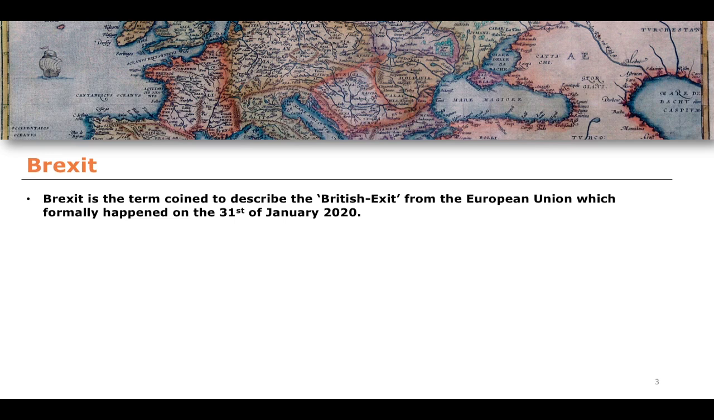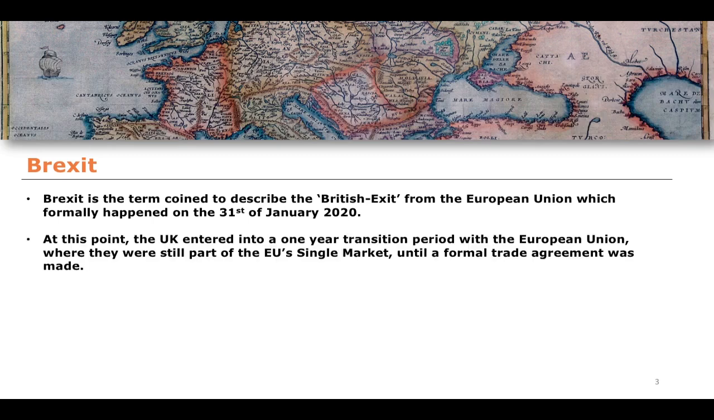And it formally takes place on the 31st of January 2020, despite the fact that the referendum, which was held to essentially decide whether or not the United Kingdom should leave the European Union, was held in June 2016. So you can probably see from that the kind of process that took 4 years, essentially, to go from the referendum itself, which was of course not legally binding, all the way to the legally binding withdrawal from the European Union on the 31st of January 2020.